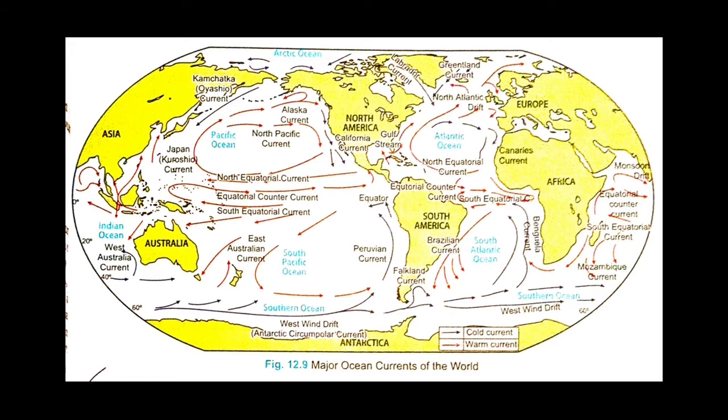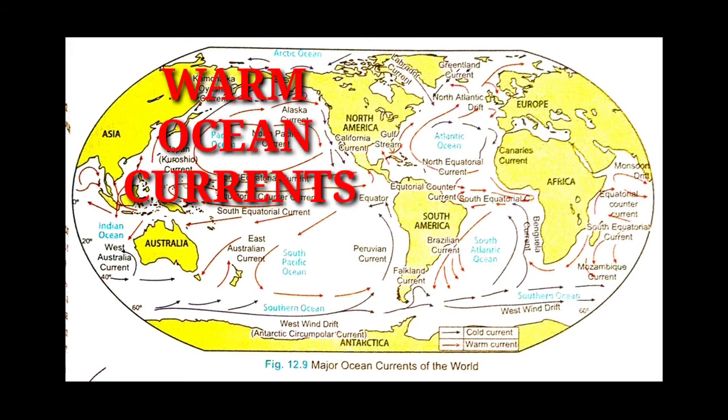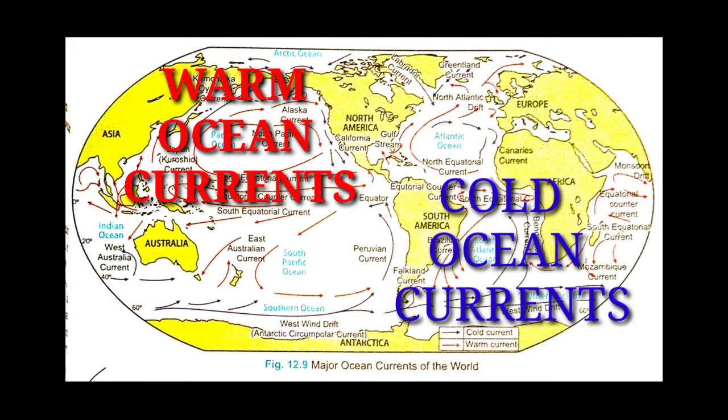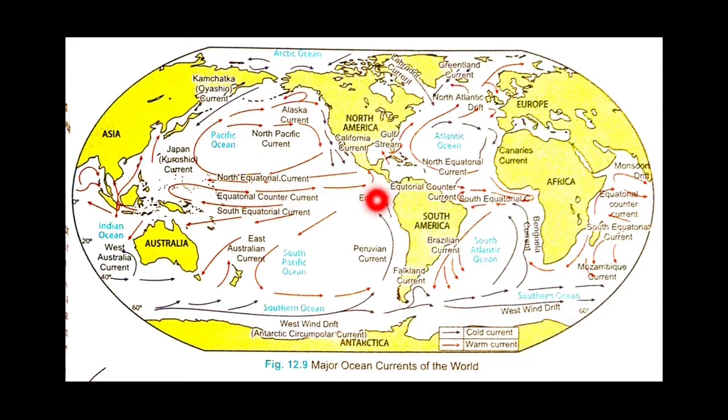So before learning about the different currents, we should know the types of ocean currents. So students, there are two types of ocean currents: warm ocean current and cold ocean current. The warm ocean currents start from the equatorial region and proceed towards the pole. Wherever they pass by, they increase the temperature, and when they increase the temperature, the rate of evaporation increases, and this leads to the formation of clouds and heavy rainfall occurs.